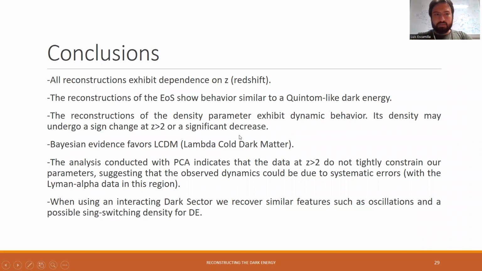So finally, to summarize our conclusions, we have dynamic behavior, we have quantum-like dark energy for the equation of state, we have a possible either null or negative value for the dark energy density, but we have Bayesian evidence in favor of lambda CDM. And when using a completely different approach, which is the interacting dark energy, we have similar features. So it's pretty good evidence for our sign switching.